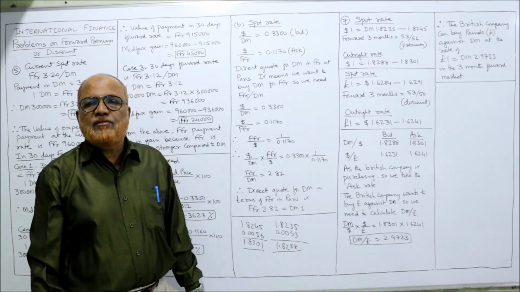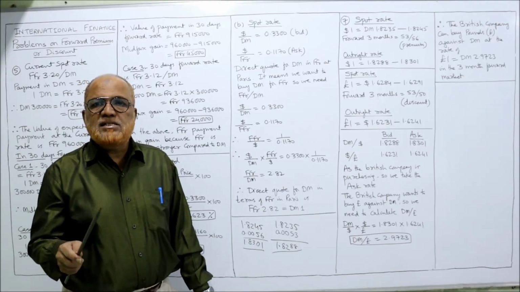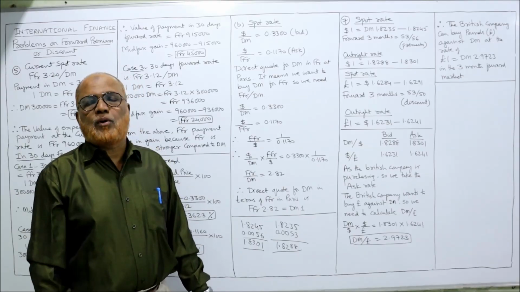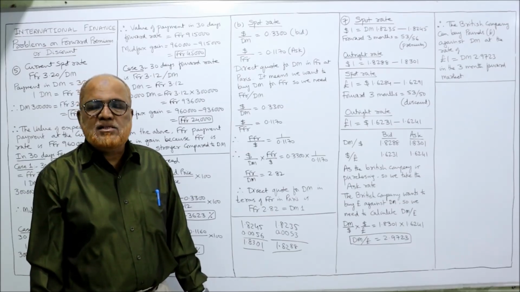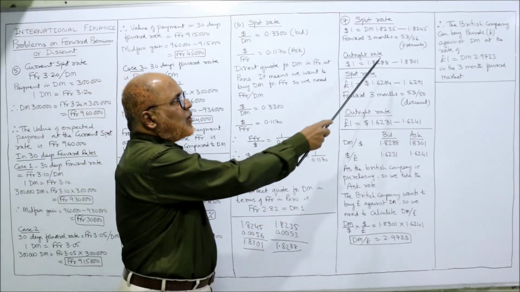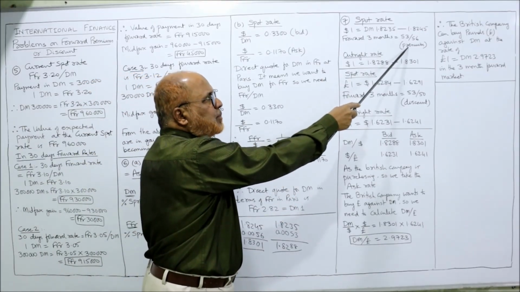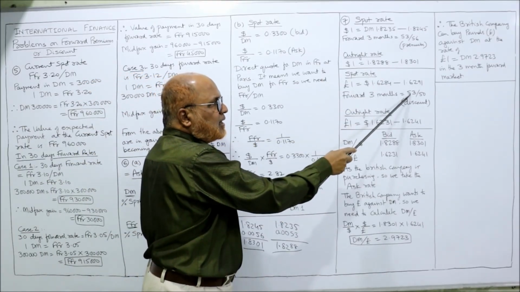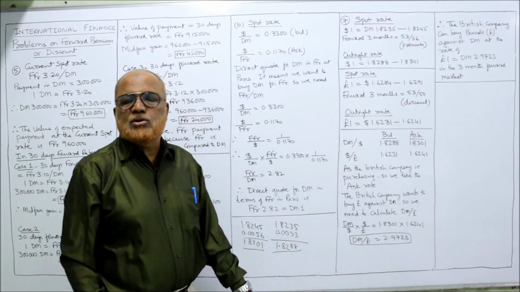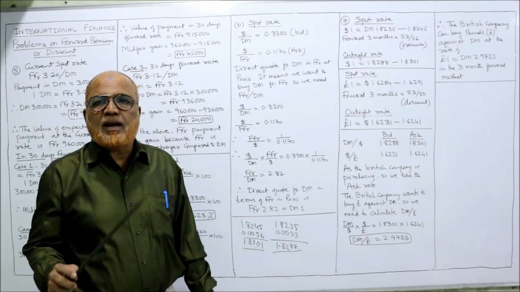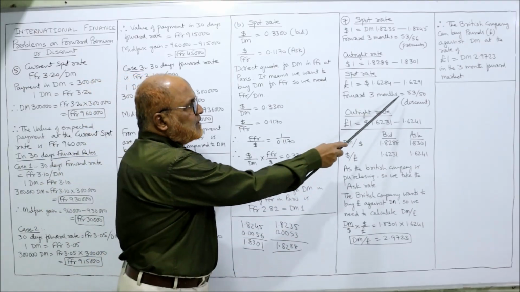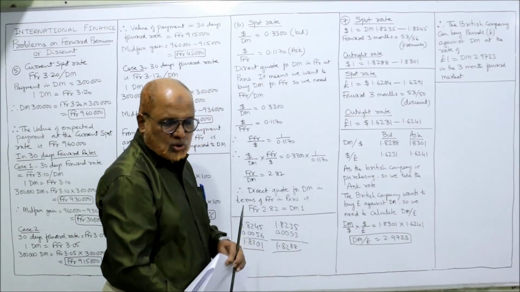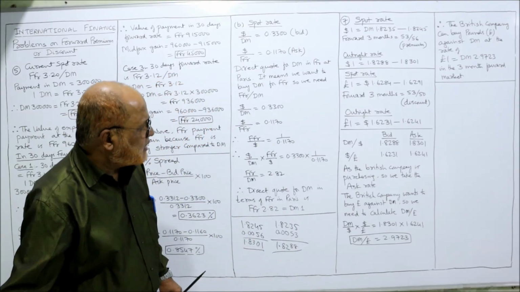Now here what do you observe? The first point is greater than the second point. That means the foreign currency goes at discount. Here the first point was lower, so it goes at premium. Here the first point is greater, so it is going at discount. That means we have to subtract the points. 53 we have to subtract from 1.6284. How? I will show it here.